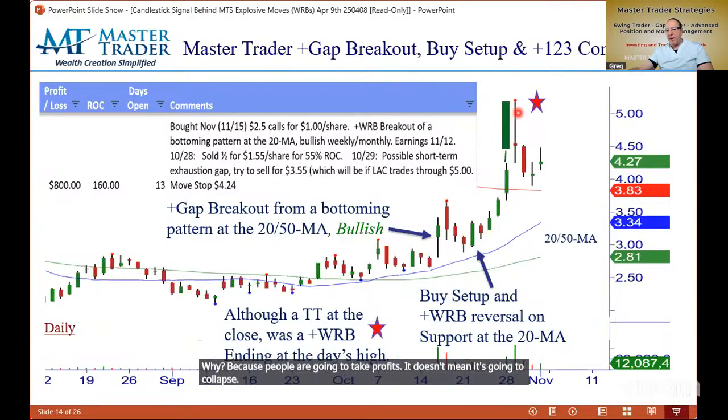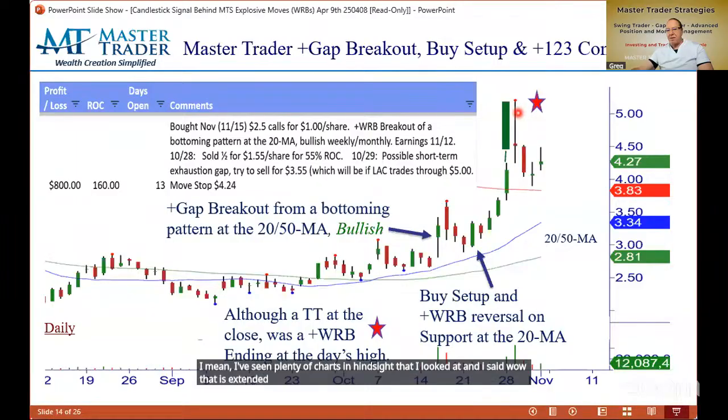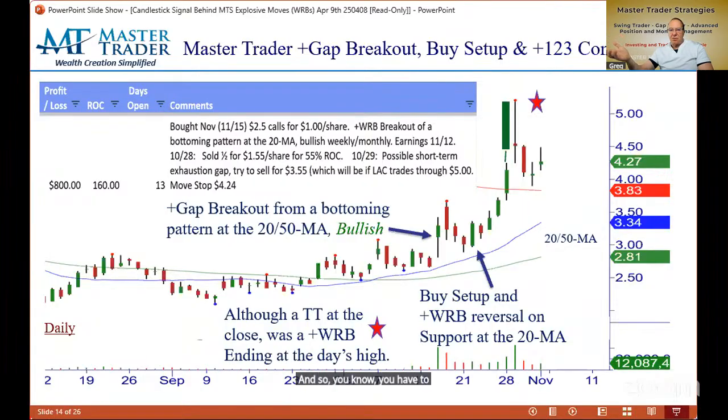I mean, I've seen plenty of charts in hindsight that I looked at and I said, wow, that is extended. And it pulls back or consolidates for a week or so, and then it rips higher again. And so you have to make a decision as to how you're going to manage your trades and what you're going to do.